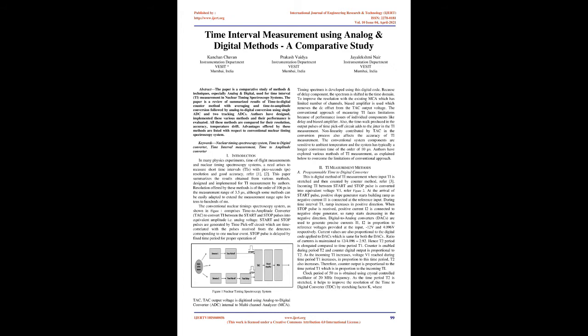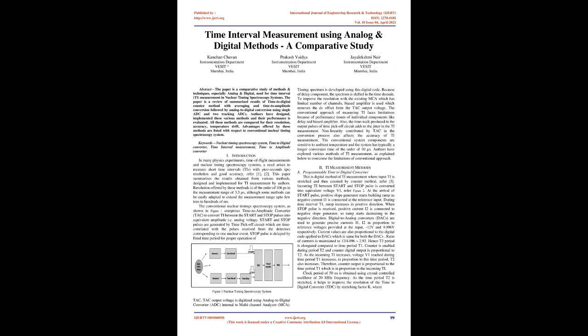2. TI measurement methods. A programmable time-to-digital converter. This is a digital method of TI measurement where the input TI is stretched and then counted by the counter method, refer 3. Incoming TI between start and stop pulse is converted into equivalent voltage V1, refer Figure 2. At the arrival of the start pulse, the positive slope generator starts building a ramp as negative current I1 is connected at the reference input. During time interval T1, the ramp increases in the positive direction.